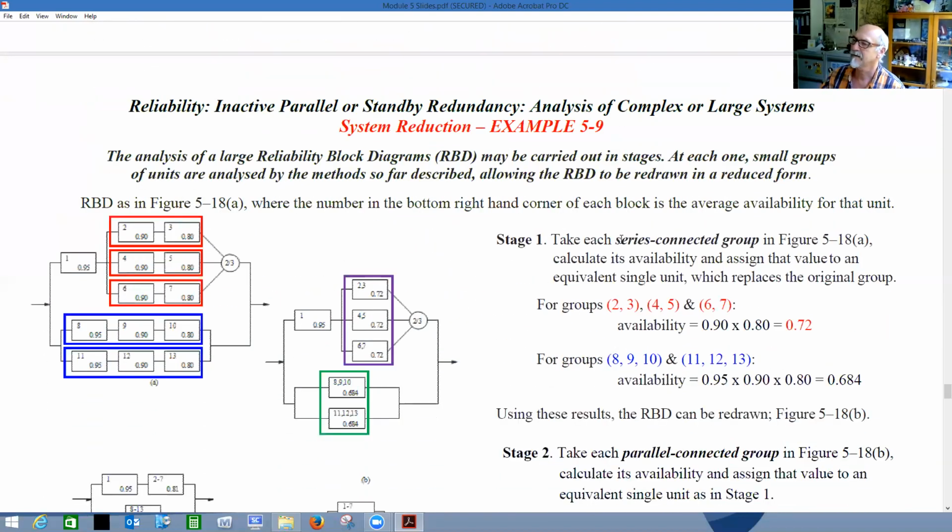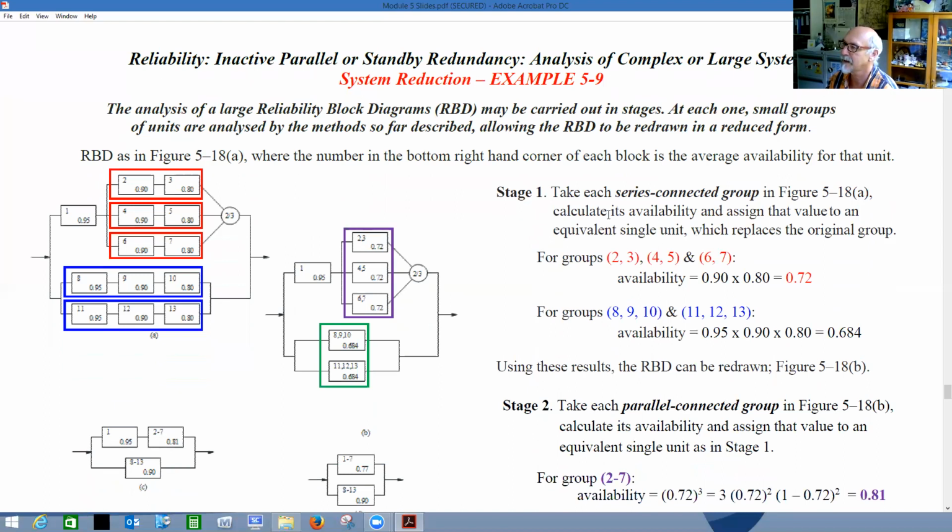All right, so let's have a look at this. This is again the analysis of large reliability block diagrams, which may be carried out in stages. At each one, small groups of units are analysed by the methods so far described, as we said beforehand, putting things together in terms of availability or unavailability, and then allowing the reliability block diagram to be redrawn in a reduced form. So while this all looks very complicated, basically what's happening is that we've got a complex or large system, and we're able to reduce it down into ultimately a single block.